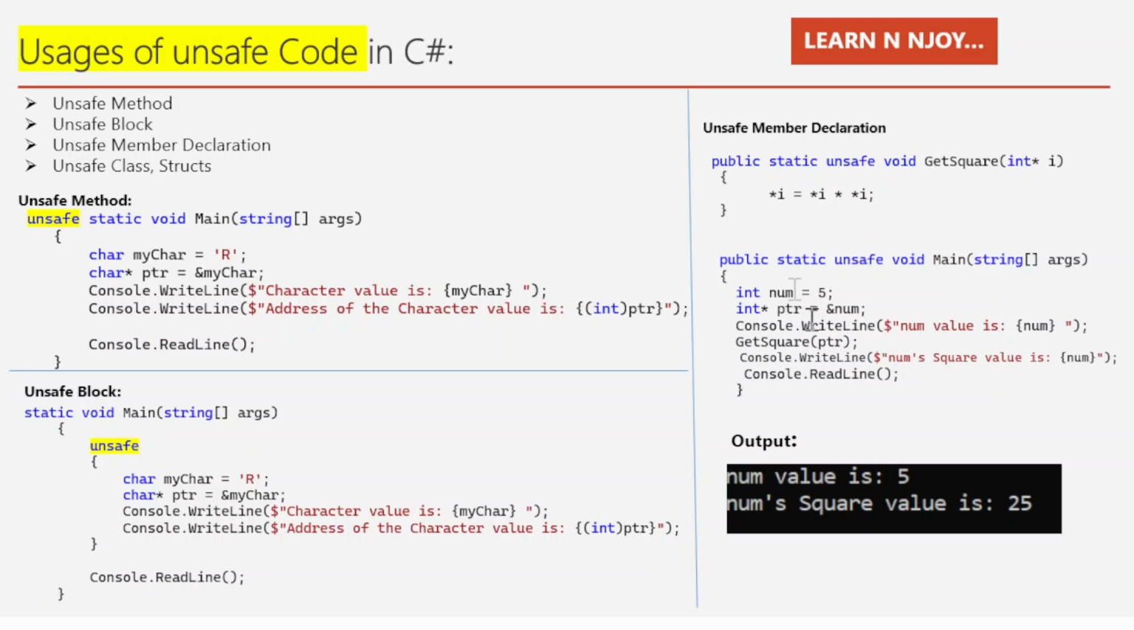So inside the main method there is an int variable num that stores the value of 5, and then there is an int pointer ptr that contains the address of the num variable, and I just print the num value in the console window, right? And then I call the getSquare method where I pass the int pointer variable ptr. So the getSquare method gets invoked and it calculates the square value over here. And finally, I print the num square value in the console window by using the num variable. And we get the output as shown below. Num value is 5, num square value is 25. Okay, let's switch to Visual Studio and see all these things in action.